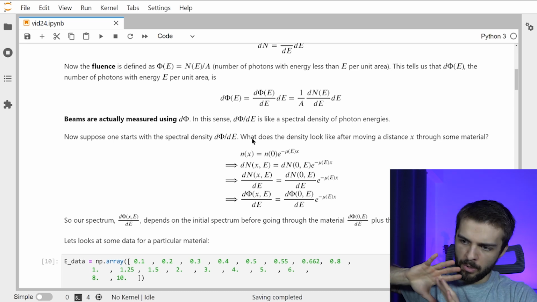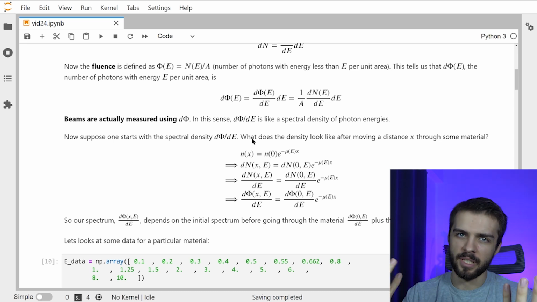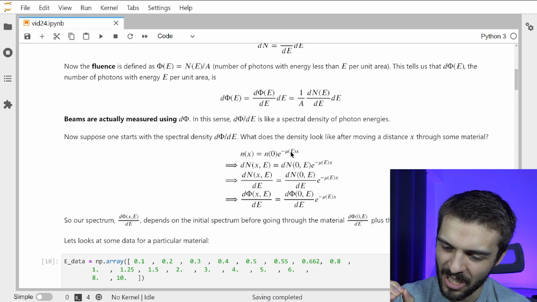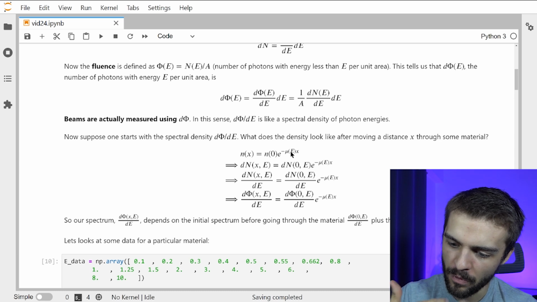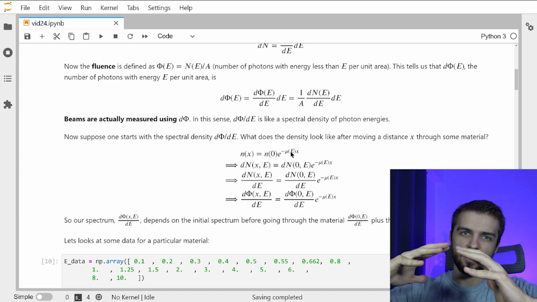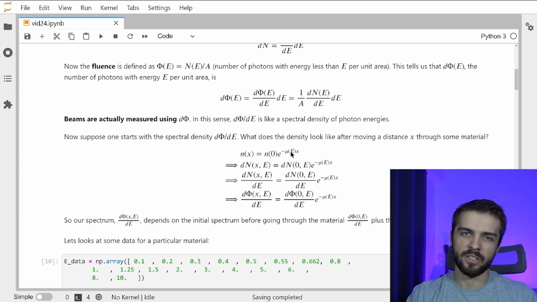So suppose you send that beam through some material with a particular attenuation coefficient that depends on energy. What does the density look like after the photons move through that material? So you have an initial density or a distribution of energies. How does that distribution of energies look after it passes through the material?